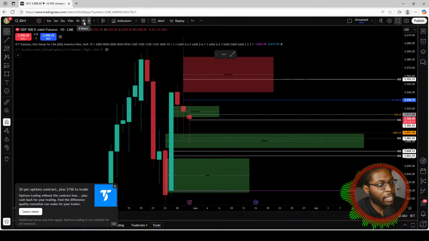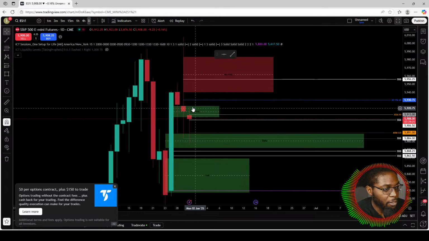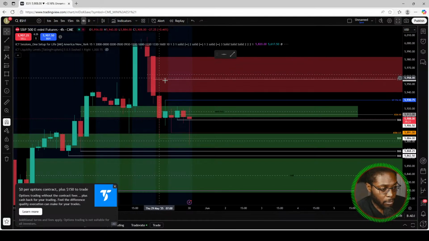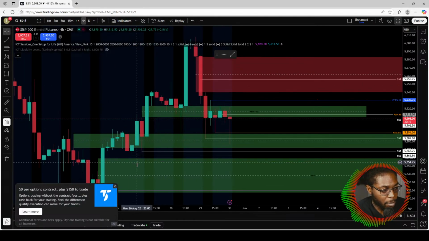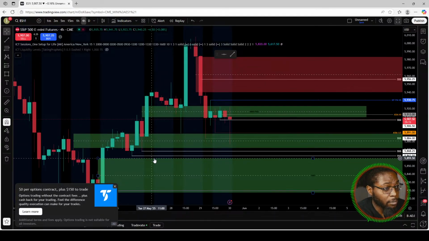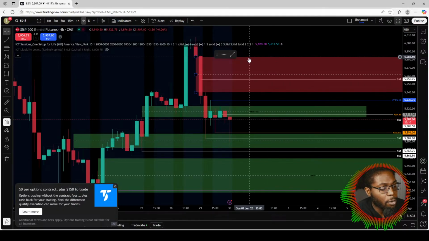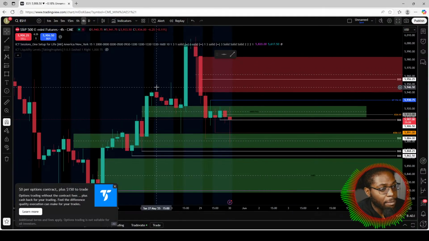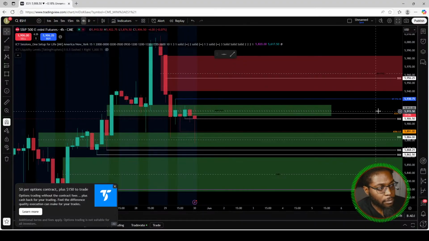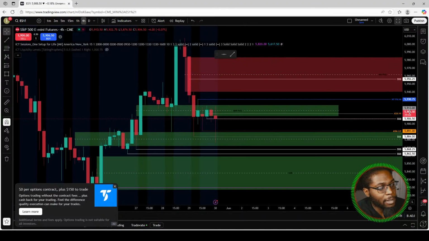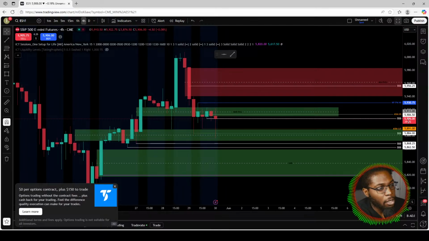And then you see we have all of these fair value gaps on different time frames. We got an hourly down here, we got this hourly below all of this, and there's also some liquidity resting down here. And then we also have this 4 hour up here that's going in the opposite direction. So it almost looks indecisive, like it doesn't know exactly what it wants to do yet.